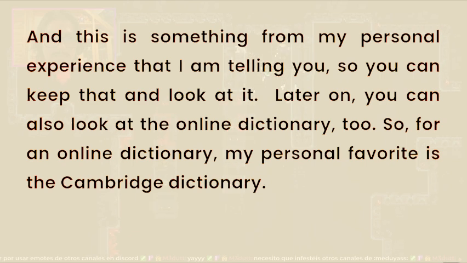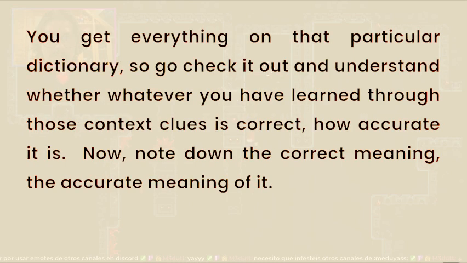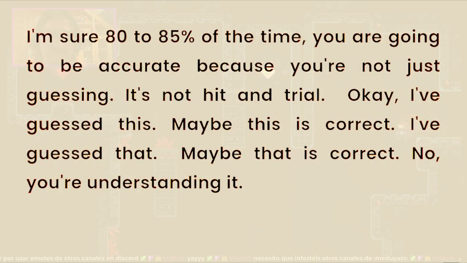So, for an online dictionary, my personal favorite is the Cambridge Dictionary. You get everything on that particular dictionary, so go check it out and understand whether whatever you have learned through those context clues is correct, how accurate it is. Now note down the correct meaning, the accurate meaning of it. I'm sure 80 to 85% of the time, you are going to be accurate because you're not just guessing. It's not hit and trial.